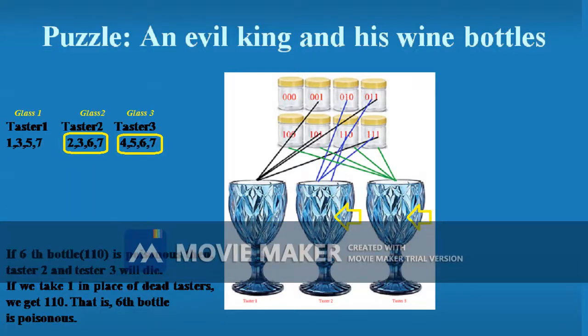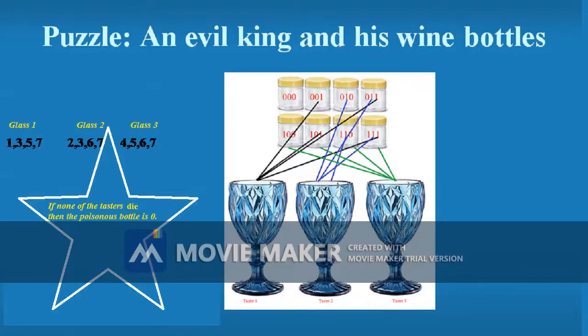In the same sense, if the second and third tasters die, we take 1 at their locations, the number becomes 110, which is 6. That indicates the sixth bottle is poisonous. Wow, there is another possibility. If none of the tasters dies, then which is the bottle having poison? That is nothing but bottle number 0.